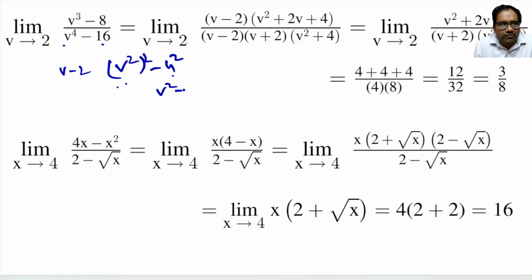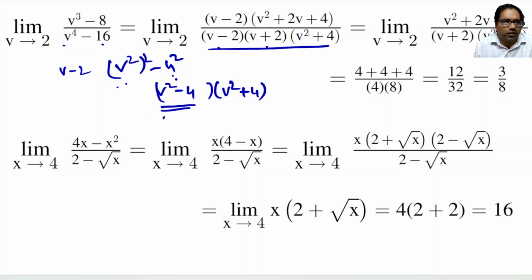Now again, v square minus 4, again a square minus b square, we can write as (v minus 2) into (v plus 2), into (v square plus 4). Right, why are we doing this? Because we want to eliminate v minus 2. Now the numerator is in the form of a cube minus b cube: (a minus b) into (a square plus ab plus b square). Right, so we are eliminating v minus 2 here.